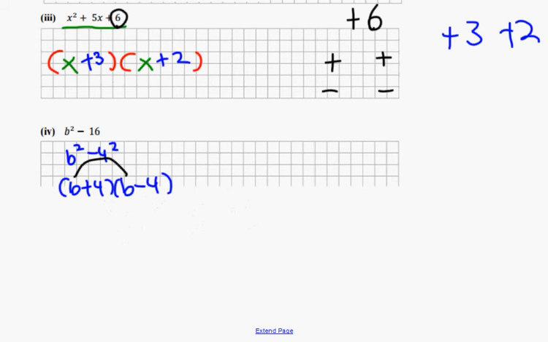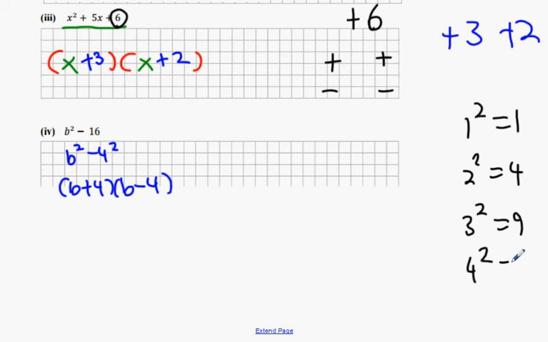Okay? To make a question like that, do you understand how I design a question like that? Can anybody tell me what 1 squared is? 1 by 1. 1. 2 by 2. 3 by 3. 4 by 4. 16. 7 by 7. 49.